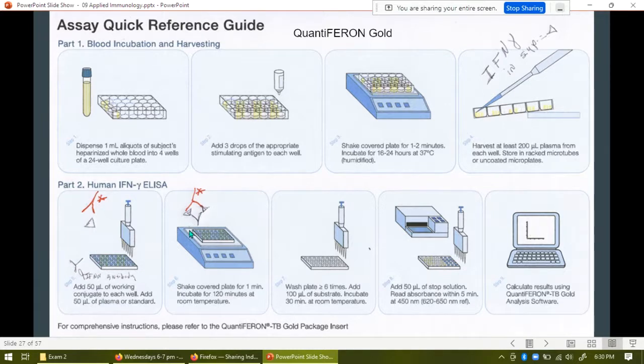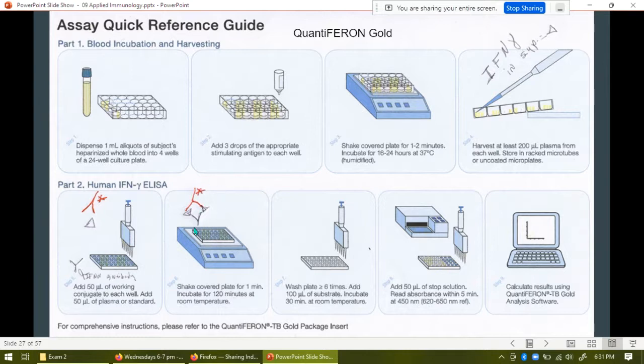Then you add a secondary antibody. Your secondary antibody is specific for interferon gamma, but it's specific for a distinct epitope on interferon gamma. So it's going to bind to a different location on the antigen than the primary antibody. Okay? Then you wash out any excess secondary antibody. You wash the plate prolifically, and then you add the substrate, the chromogen substrate, and you wait 30 minutes.